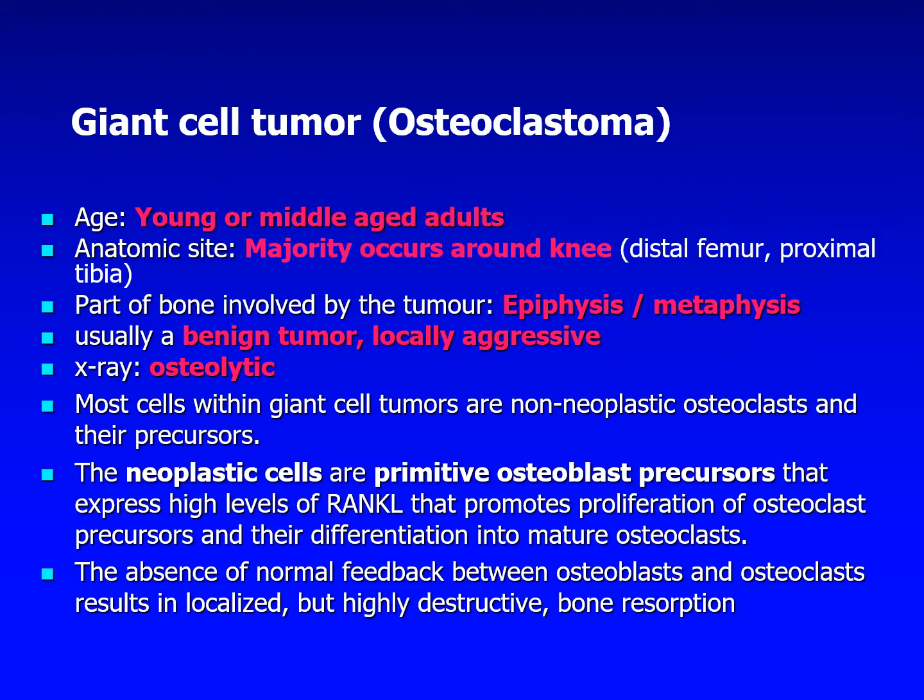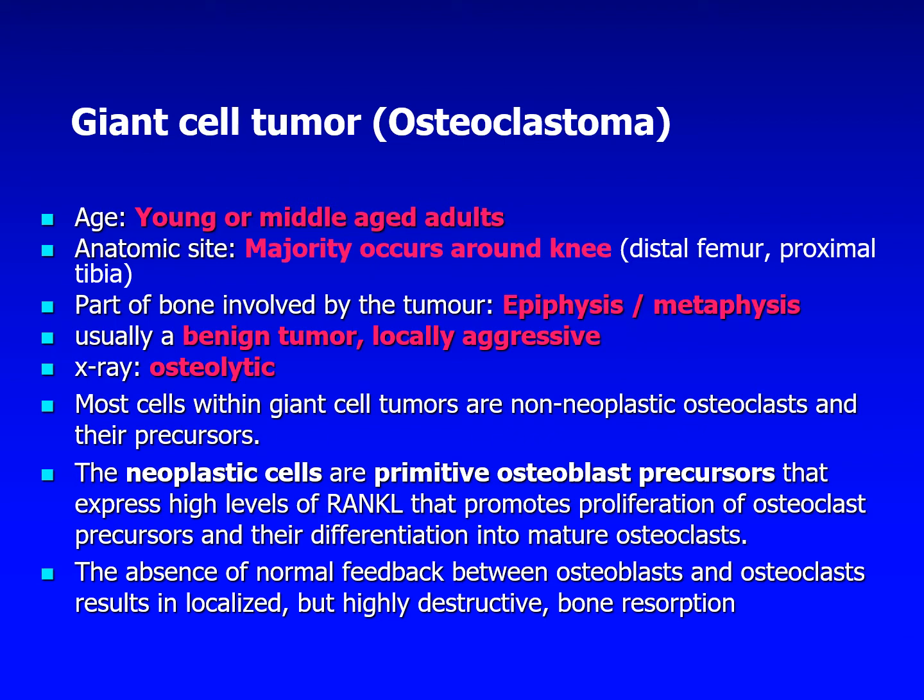Next, we move to giant cell tumor, which is also known as osteoclastoma. It is a tumor that affects young or middle-aged adults, and the majority of the tumors occur around the knee. It affects the epiphysis and the metaphysis, and it usually is a benign tumor which is locally aggressive. The X-ray will show osteolytic features.